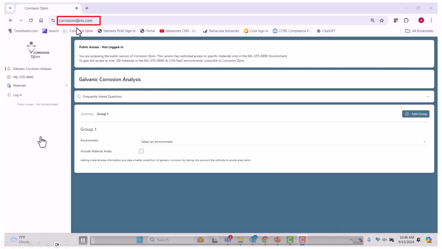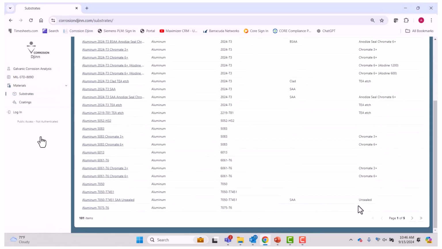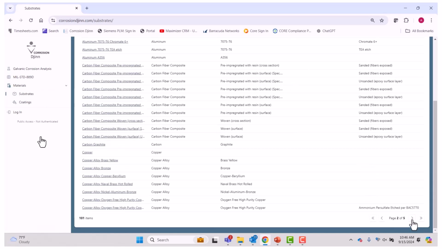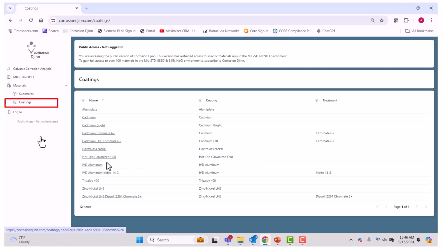This is the Cordasa software. You can go to corrosiondjinn.com, and one way of thinking about it, it's an electronic version of the mill standard, and you can see all the data. You just go straight to the substrates there, and you can click and see the pages and pages of data that we have, and also a lot of coatings.